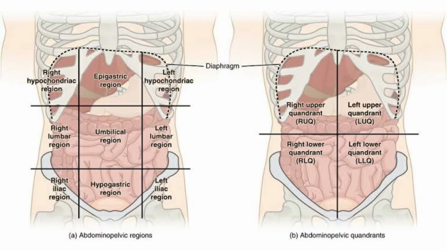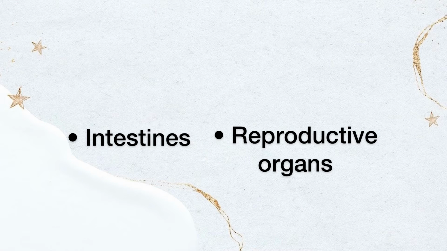The abdominopelvic cavity is the posterior ventral body cavity found beneath the thoracic cavity and the diaphragm. The organs of this cavity are the intestines and the reproductive organs. Now we're going to talk about the body tissues.